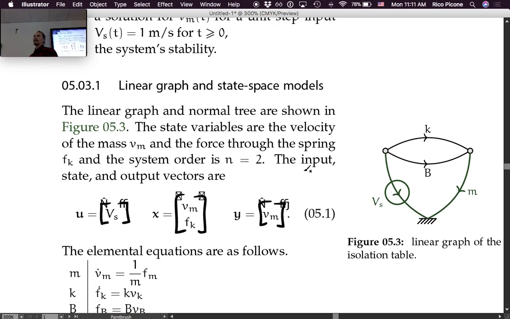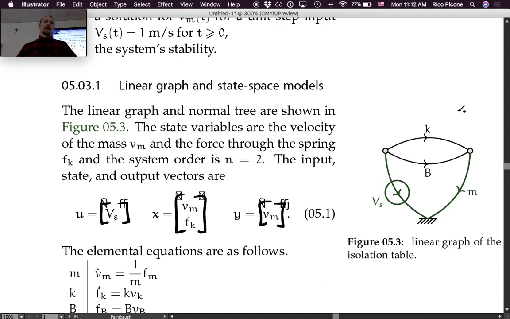So the first step is to find the linear graph and state space models, because that's our wheelhouse now, right? We're getting comfortable with that. So 3 nodes, one of them is ground. Velocity source goes into one massless node, goes through a spring and a damper in parallel to the other node, which is a mass node. And that connects to ground, of course. The normal tree is drawn on here in green. From the normal tree, we can tell that the velocity of the mass is a state variable and the force through the spring is a state variable.